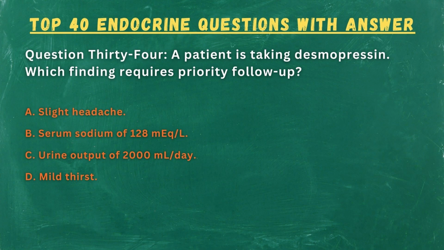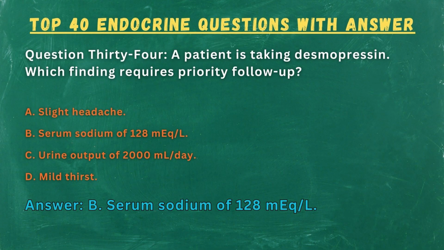Question 34. A patient is taking desmopressin. Which finding requires priority follow-up? A. Slight headache. B. Serum sodium of 128 milliequivalents per liter. C. Urine output of 2,000 milliliters per day. D. Mild thirst. Answer: B. Serum sodium of 128 milliequivalents per liter.